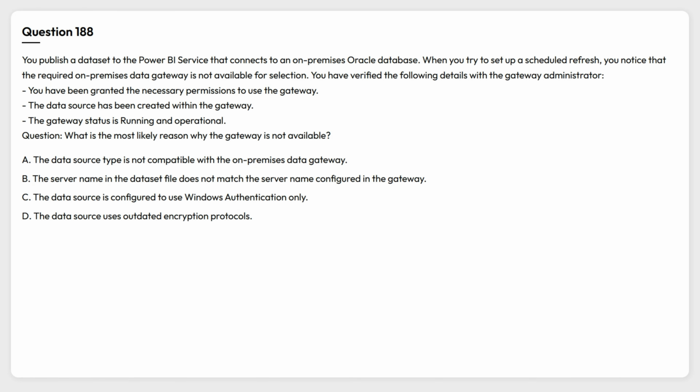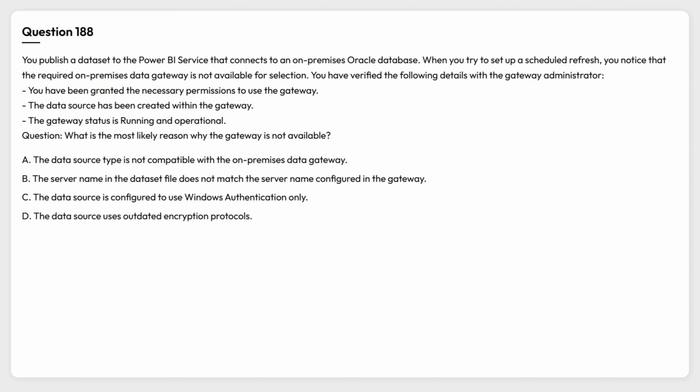Question number 188. You publish a dataset to the Power BI service that connects to an on-premises Oracle database. When you try to set up a scheduled refresh, you notice that the required on-premises data gateway is not available for selection. You have verified the following details with the gateway administrator.